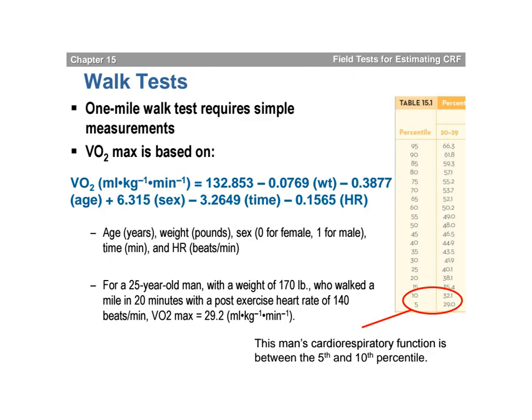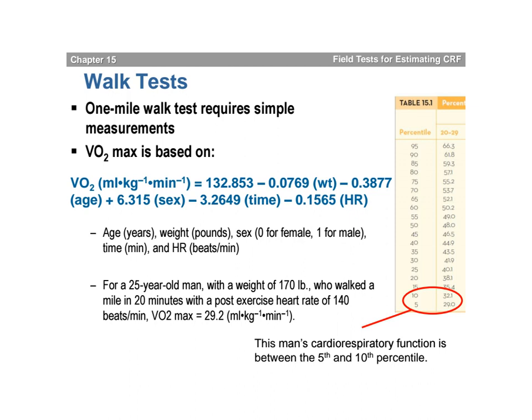Now, one problem with a run test, of course, is it doesn't work very well with someone who has perhaps joint pain or something like that. But maybe a person like that would be able to walk briskly. And so what you could do is a walk test. So there is a 1 mile walk test that is quite simple to do, and it's also quite effective.